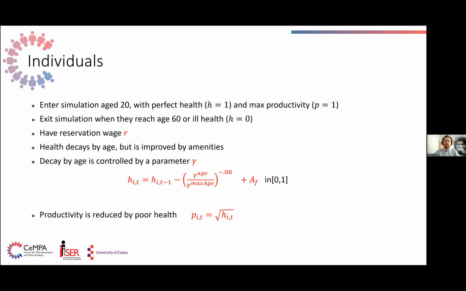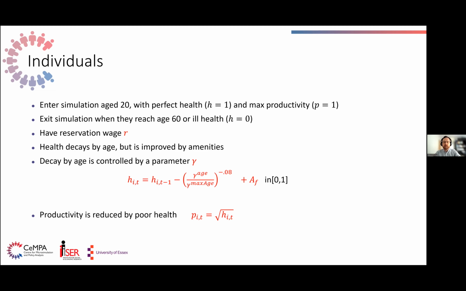Individuals in the model enter the simulation when they are age 20, and they are in perfect health and have full productivity. And they exit the simulation when they either reach the age of 60 or they become completely ill. Each individual has a reservation wage R, which can be thought of as, for example, the level of benefits that is provided, and that gives them a level of utility below which they will not work.